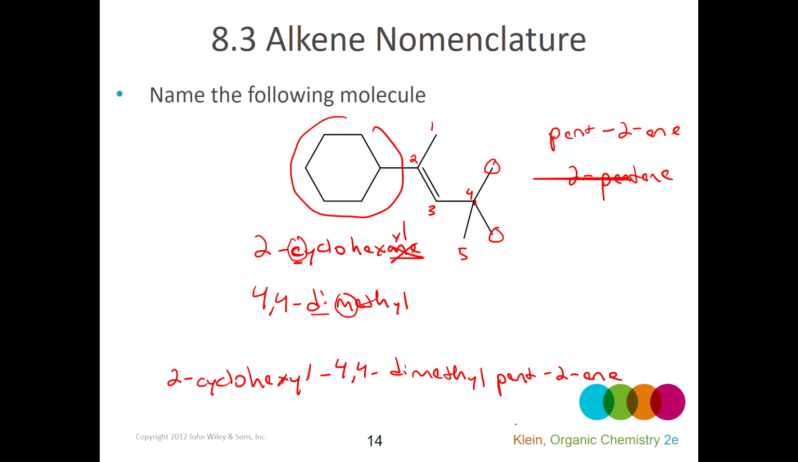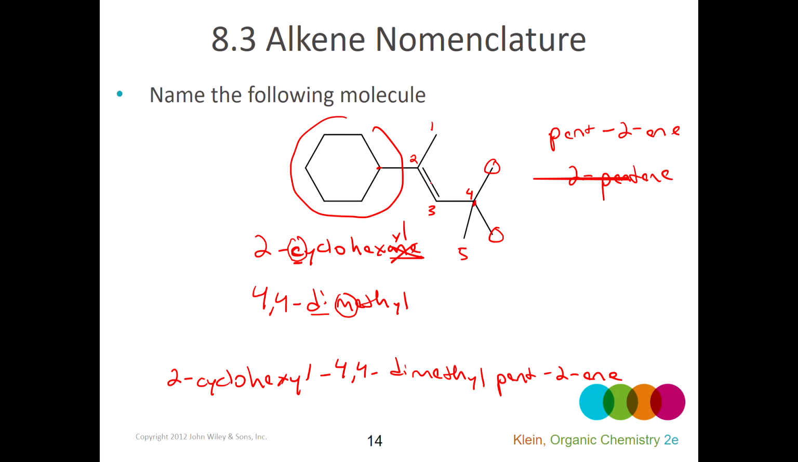Then I want to look always for chiral centers, because if there's a chiral center somewhere, which there isn't in this structure, I would need an R or an S configuration in parentheses out front. This particular double bond does have an E or Z configuration, but we'll worry about analyzing that a little bit later in the lecture today.